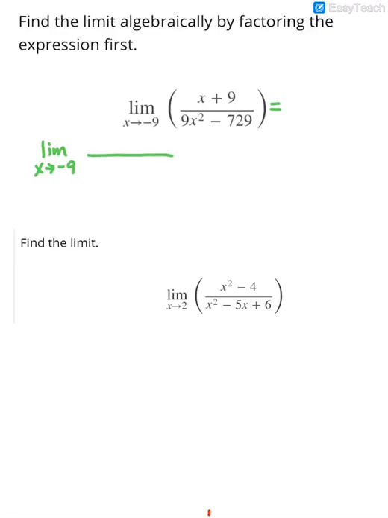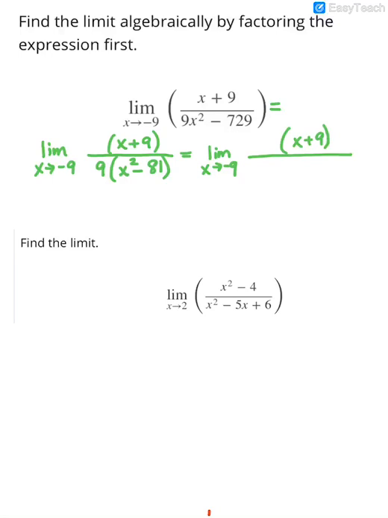Okay, so on top, we have the factor x plus 9. On bottom, I'm going to first try to factor out a 9, and that's going to leave me with an x squared minus an 81. And then if I factor again, so we still have the x plus 9 on top, and we still have the 9, and then x squared minus 81, that's a difference of 2 squares, so it factors as x plus 9 times x minus 9.